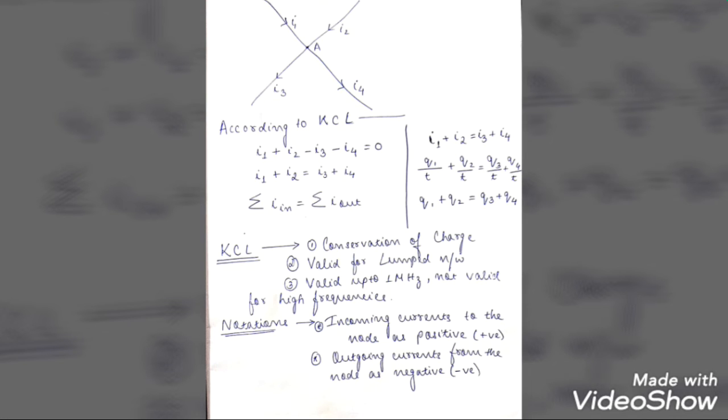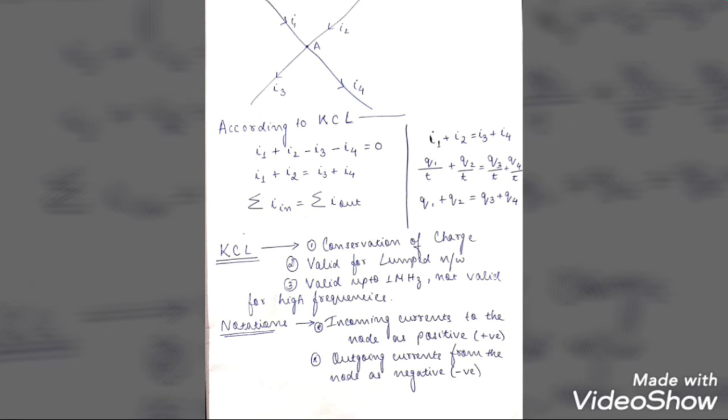So I1 and I2 here are incoming currents. I take them as positive. ले लो positive, I1 को positive लो, I2 को positive लो. I3 and I4 being outgoing currents, I take them as negative. It is my notation what I am giving you. क्यों? क्योंकि I1, I2 को मैंने positive ले लिया. So I3 and I4 I take it as negative.